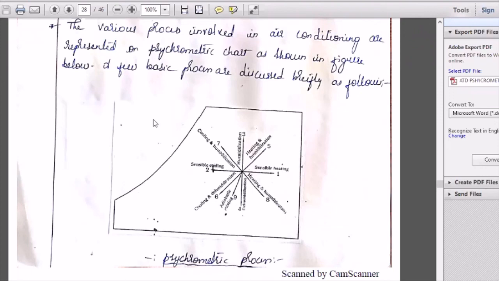So please write down this chart which can be seen on the screen, write down the process that is in the notes. I will explain this one by one. There is a small derivation for each and every process that we will explain later. So please note down the different types of process available in psychrometry that are represented on the psychrometry chart.